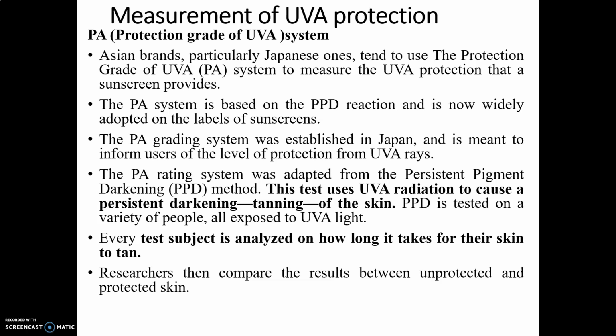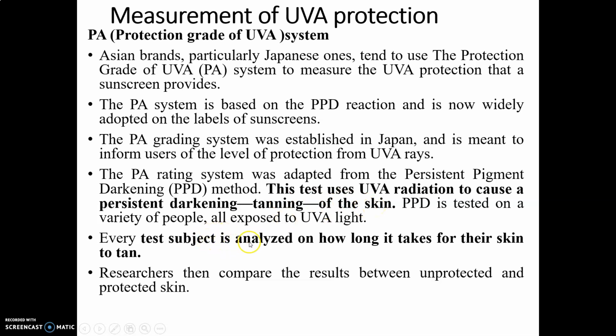So this is again the protection grade of UVA system to measure the UVA protection of various sunscreen products. So the PA system again is based on the PPD reaction, and it is now widely adopted on the labels of sunscreen in many countries. The PA grading system was established initially in Japan, and that is meant to make the label of protection from UVA radiation uniform. So this test mainly uses UVA radiation to cause the persistent darkening or the tanning of the skin. Okay, like your PPD only.